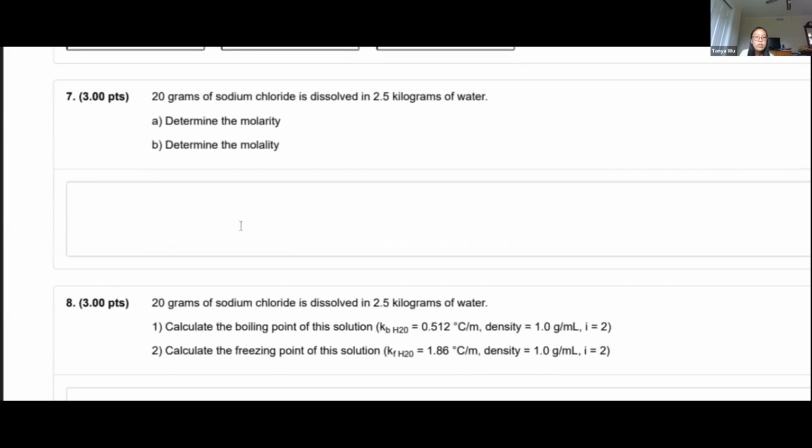Okay, this one is fun. 20 grams of sodium chloride is dissolved in 2.5 kilograms of water. And you need the periodic table for this, and this also uses the moles and periodic table that we learned yesterday. So you guys can do this, and then I'll write my solution in the chat.